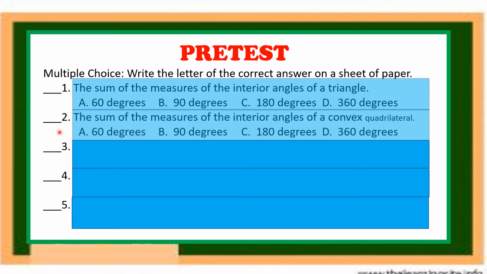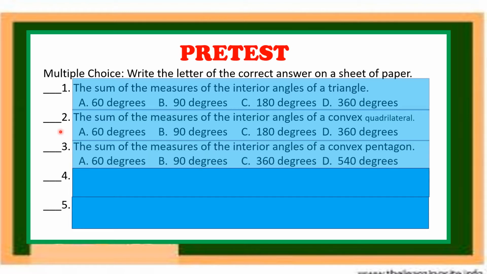Number 2. The sum of the measures of the interior angles of a convex quadrilateral. Letter A, 60 degrees. Letter B, 90 degrees. Letter C, 180 degrees. Letter D, 360 degrees.